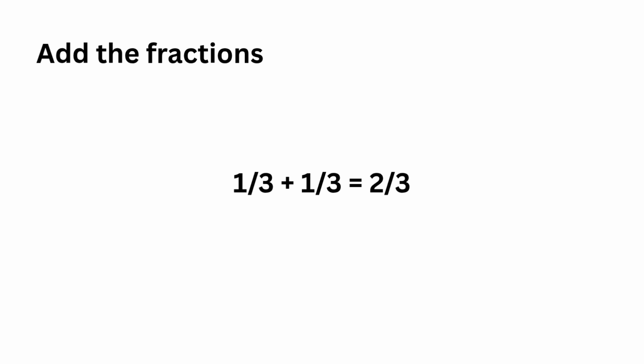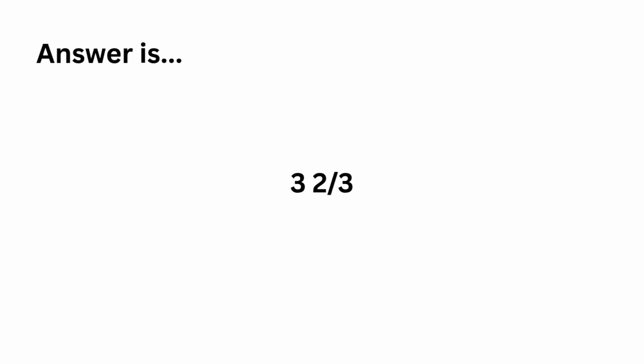And then we add the fractions. Here they have the same denominator. They have a common denominator. So we just add the numerators 1 plus 1, which gives us 2 over 3, the denominator. So our answer is 3 and 2/3, or 3 whole number 2 over 3.